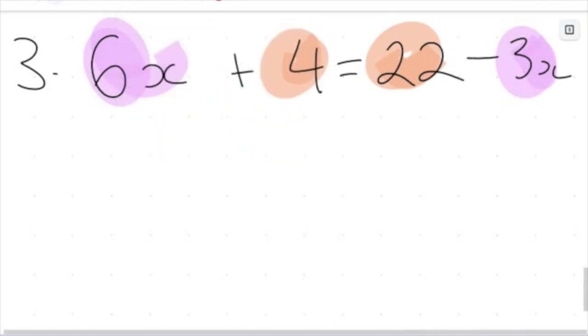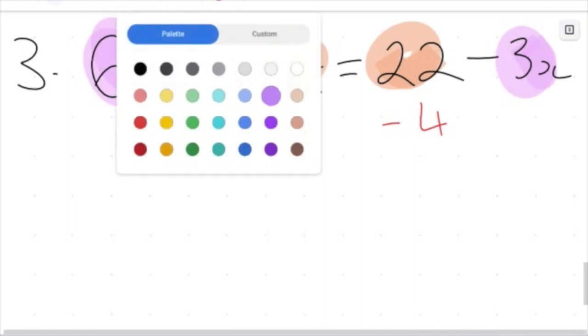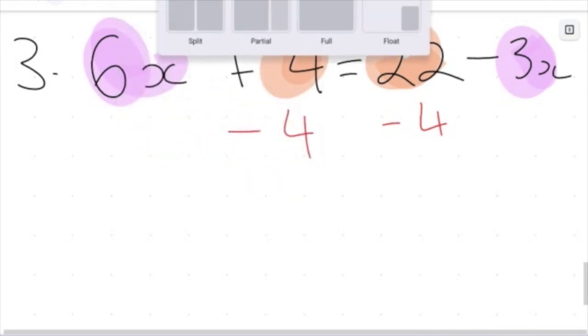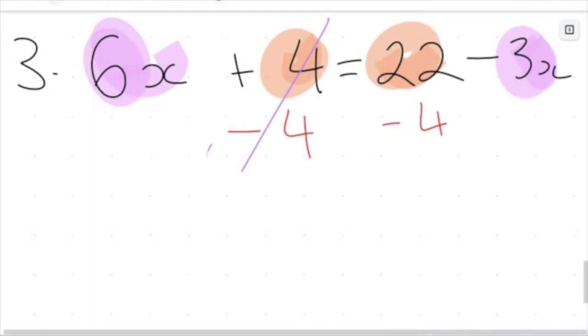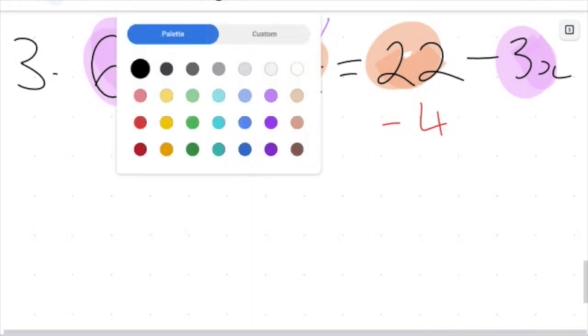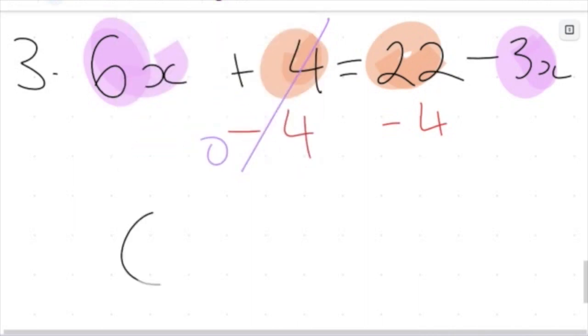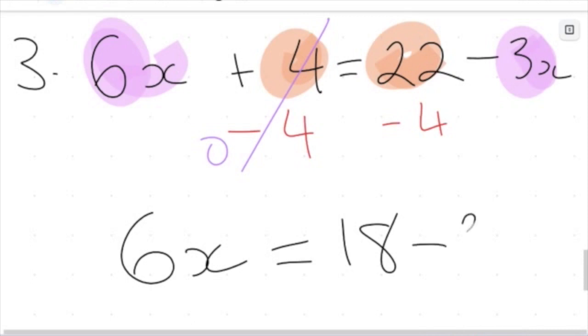I have 6x plus 4 equals 22 minus 3x. Well, I can undo this adding of 4 by subtracting 4 from both sides. Remember, I want to keep this scale balanced. Once I do this, I have 0. Here, 4 minus 4 gives me 0. 22 minus 4 gives me 18. So let me write my next line of working in my solving equations systematically. So 22 minus 4 gives me 18 minus 3x.